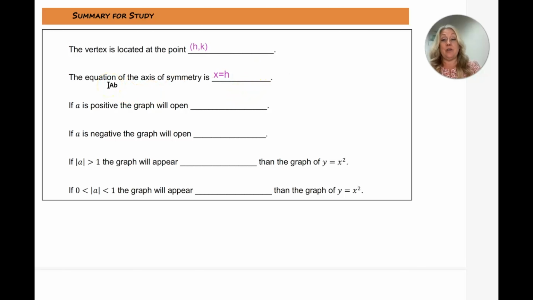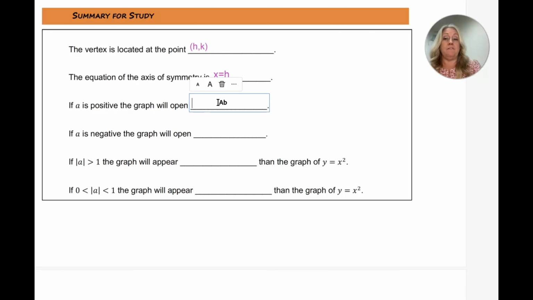All right, so the equation of the axis of symmetry, make sure you write this as an equation. And remember that when we draw vertical lines, they are x equals some number. Well, what is that number? Well, whatever our x coordinate is in our vertex is going to make that line, that axis of symmetry.